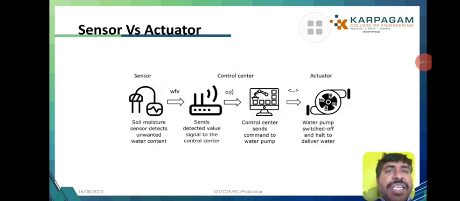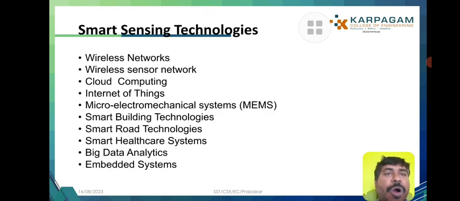What is the difference between a sensor and an actuator? A sensor senses something, and an actuator processes something. For example, a soil moisture sensor detects unwanted water content and sends the detected value signal to the control center. The control center sends commands to the water pump, so the water pump switches off and halts delivering water. Here the actuator is the control monitoring system that commands, whereas the sensor is sensing something.